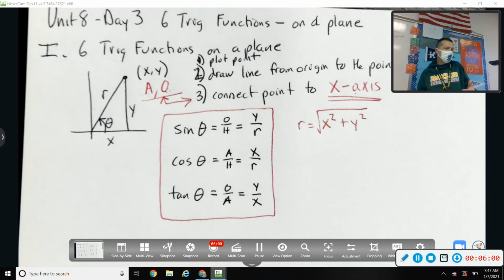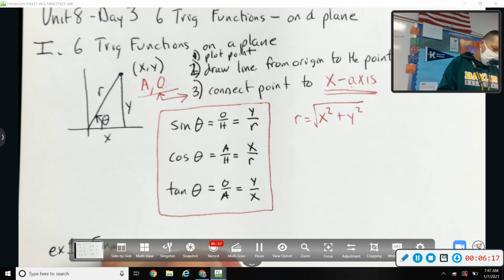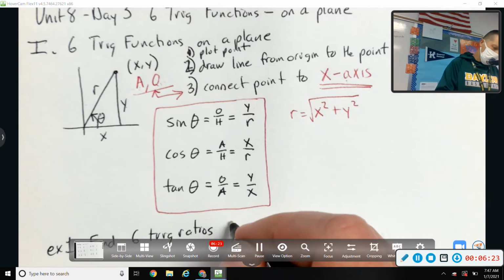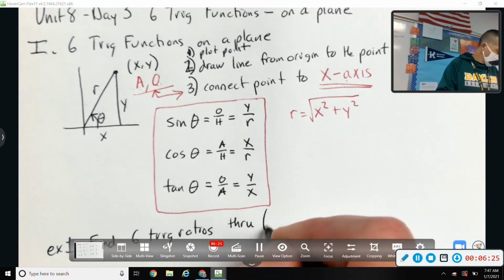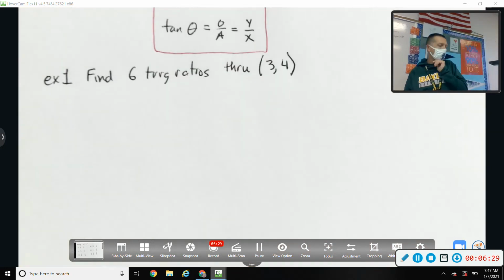So most of what we're going to do today, we've kind of already done. They're just going to look a little bit different because they're not going to start as triangles. They're going to start as points, and you got to figure out what the sine, cosine, tangent stuff is. So let's find the 6 trig ratios for an angle through (3, 4).